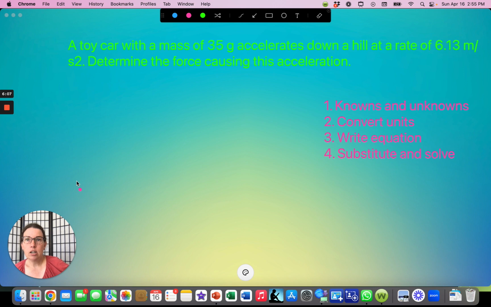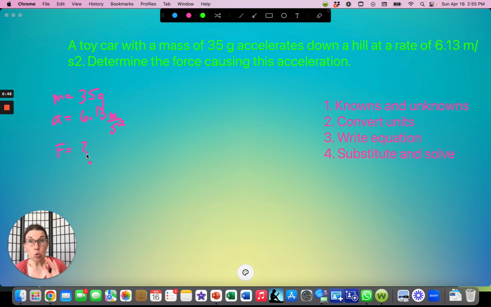So our procedure is the same as it always has been, except we're dealing with a new equation now, which is Newton's second law. And with Newton's second law, there's some things with the units we'll have to look at. So I will explain that as we work through this problem. But let's just start at the beginning like we always do. So our knowns, we have a mass of 35 grams, and we have an acceleration, and we know it's acceleration because it's meters per second squared, of 6.13 meters per second squared. And our unknown is force, and it does not tell us the units.